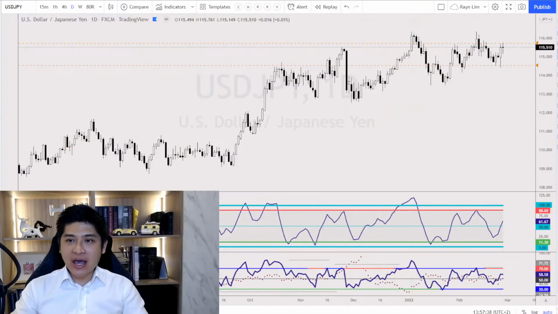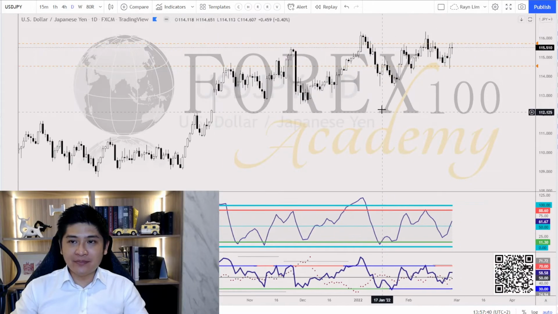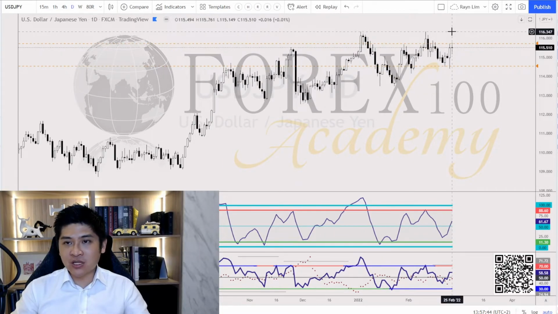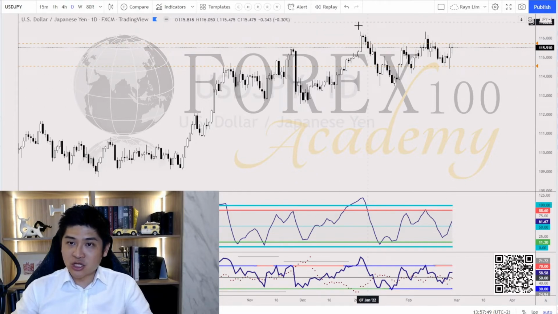So today on the weekly market analysis, let's look at dollar yen. On the daily chart, what we have over here is an uptrend movement, but market fails to create a new high and is unable to break and close above 116.34, and that's why it is in a consolidation right now.